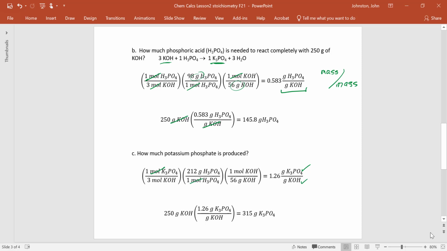So those are the units of, that should be a K. And moles and moles until I get grams per gram again. Grams of potassium phosphate, grams of product per gram of reactant, and then just multiply through by the grams of reactant. And I get 315. So if I were to react 250 grams of potassium hydroxide with 145 grams of phosphoric acid, I should get 315 grams of the salt, potassium phosphate, and some water.